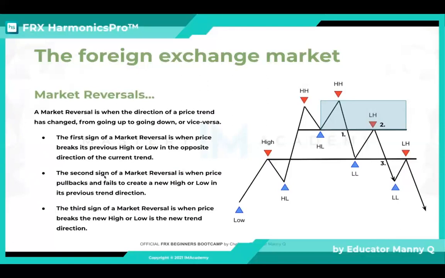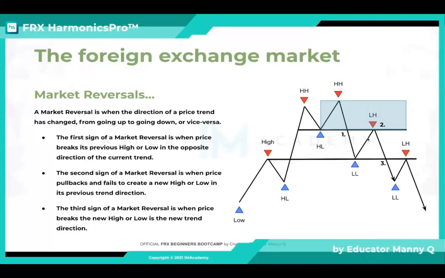The second sign of a market reversal is when price pulls back and fails to create a new high or low point in the previous direction of the trend. So as an example, the market is going low, high, higher low, higher high, higher low, higher high. The market stops this direction by breaking the previous higher low. It comes down and makes a new lower low, giving us the first sign that the market is reversing.